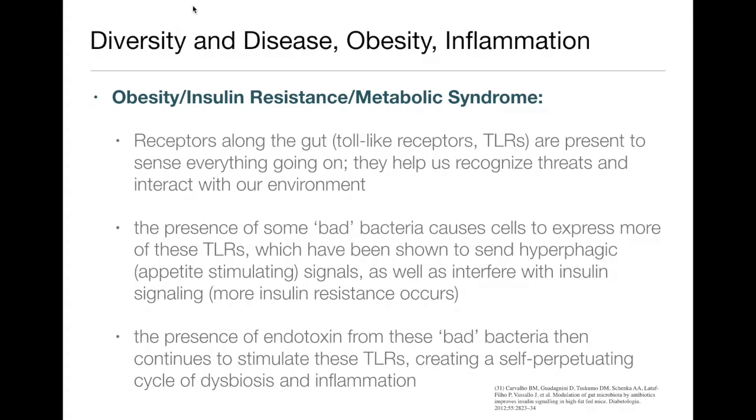And then to top it all off, that endotoxin, LPS, that I mentioned on the previous slide, is still there. And when it's present, in addition to sort of sneaking through that intestinal barrier, the LPS that's inside the gastrointestinal tract is pinging off of these toll-like receptors, and it's continuing this cycle. So it's constantly stimulating those receptors, stimulating appetite. We eat more calories. It's interfering with insulin signaling or insulin production in the pancreas, etc. So it kind of creates a self-perpetuating cycle when we have this loss of diversity and the wrong bacteria dominating.